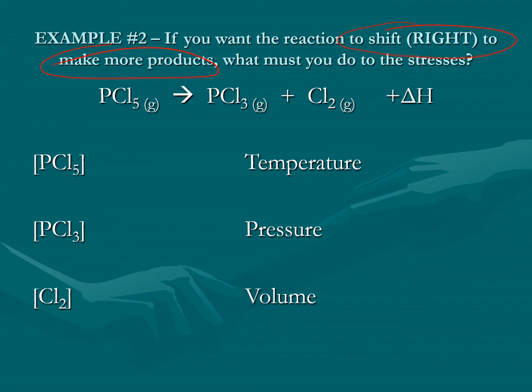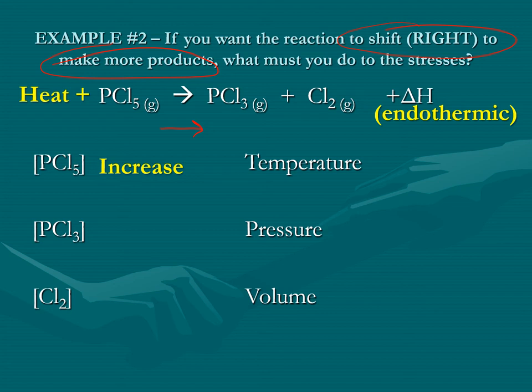If I want it to shift this direction, I'm going to have to increase my concentration of my reactants, so it will shift away, and decrease my products because it'll shift towards a decrease of concentration. In this case, you can see it's endothermic, so heat would go on the reactants side. So if heat is treated like a reactant, I want to increase the temperature, so it'll shift away to form more products. Pressure. If I take a look, I have 1 mole of gas on my reactant side, 2 moles of gas on my product side.